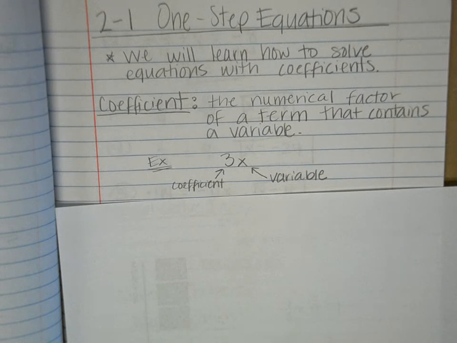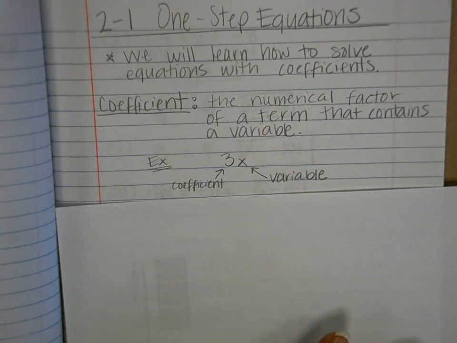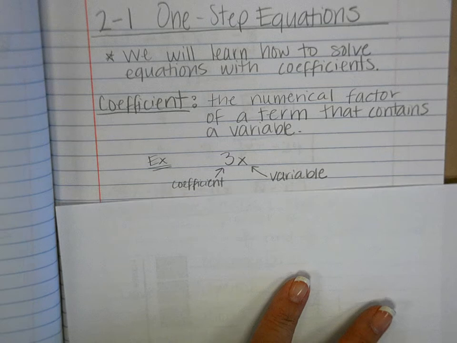So what do you guys think the co means in coefficient? What does it mean, DJ? Together. They're together. So smart. I'm going to thank your English teachers for that today. Power couples.